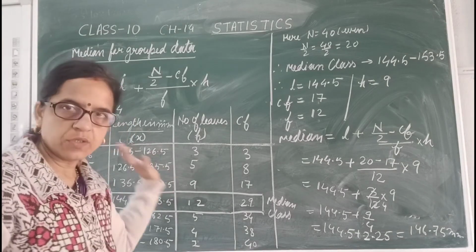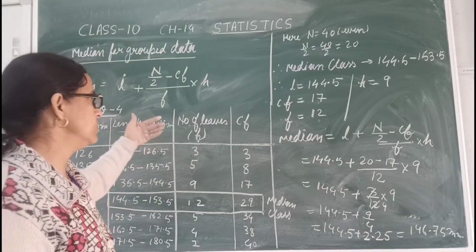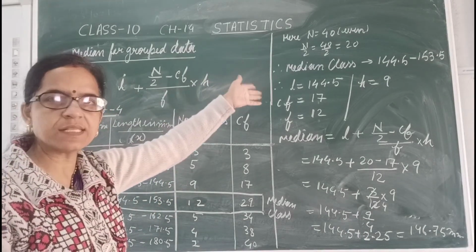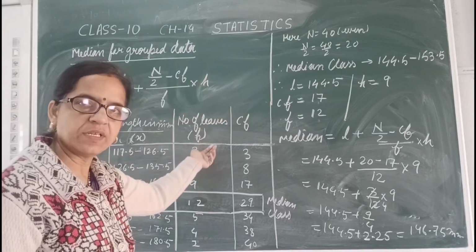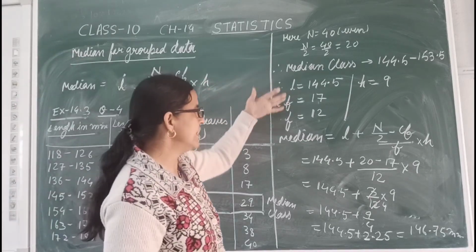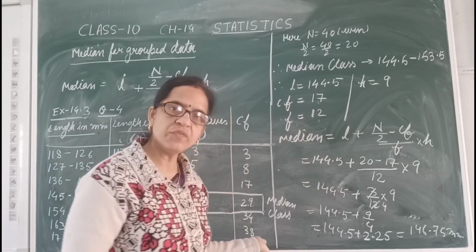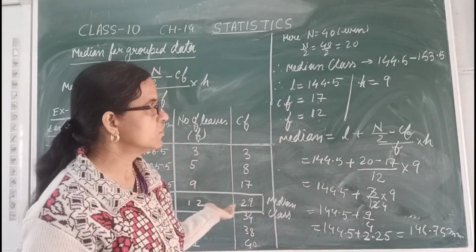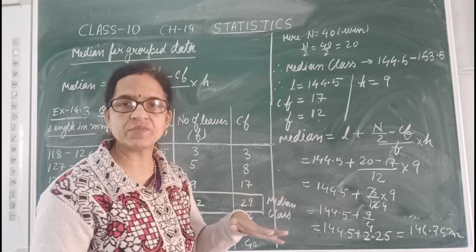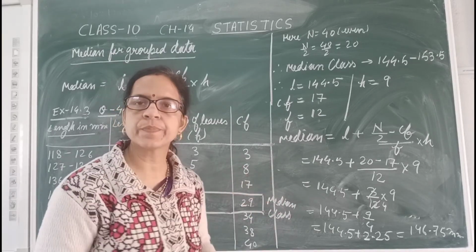So median calculation is very easy, and the only thing you need to understand is which one is the median class. Once you get the median class, half the work is done. Then find the values of L, CF, F and H, and then substitute in the formula and get the value of the median. So let us move to one more type of sum based on the median.